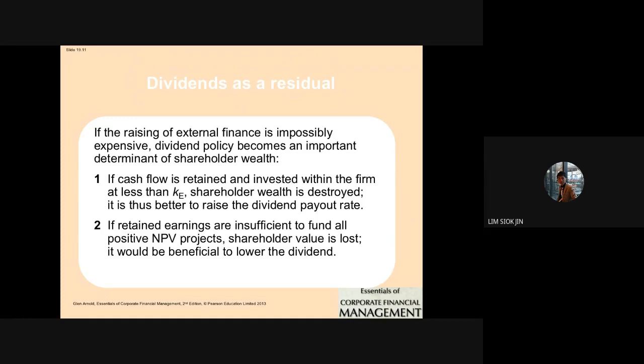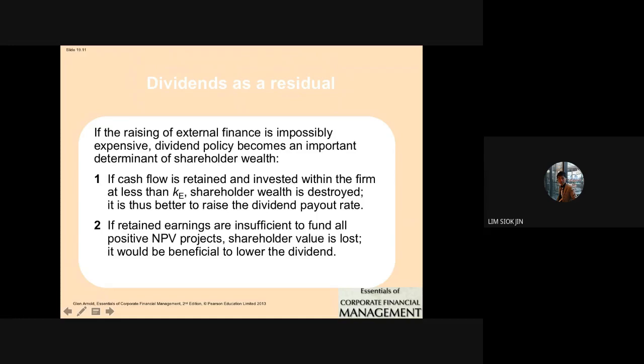So that means borrowing from the bank during this time will be very expensive. And when you borrow expensively, it will actually destroy the shareholders' wealth. So this is not really a good thing for a company. So the best way is to use earnings in order to reinvest. Therefore, dividend policy becomes an important determinant of shareholders' wealth.